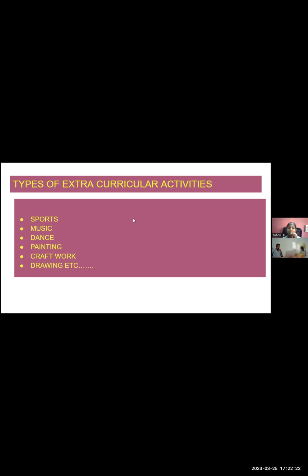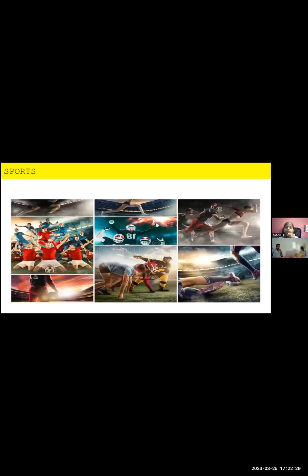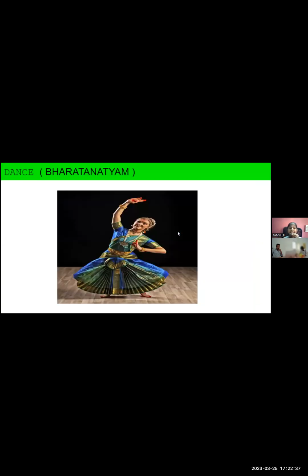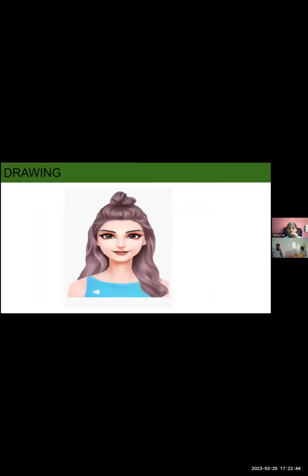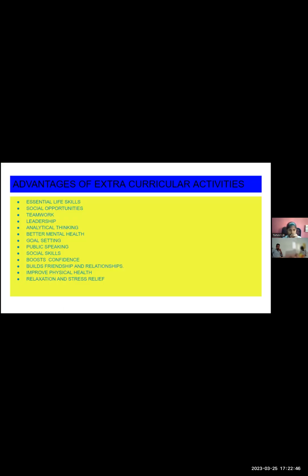sports, dance, music, painting, craft work, drawing, etc. Sports like volleyball, cricket, football. So, these include sports and music, dance, painting, craft work, drawing, etc.